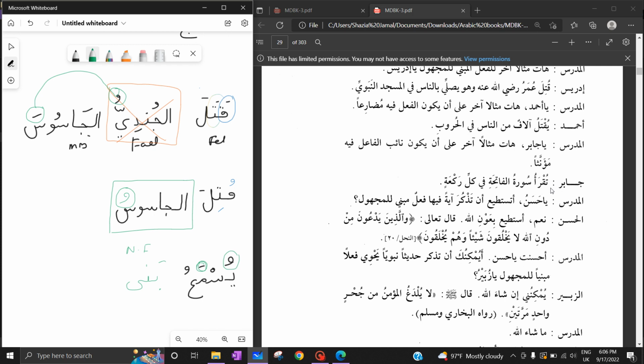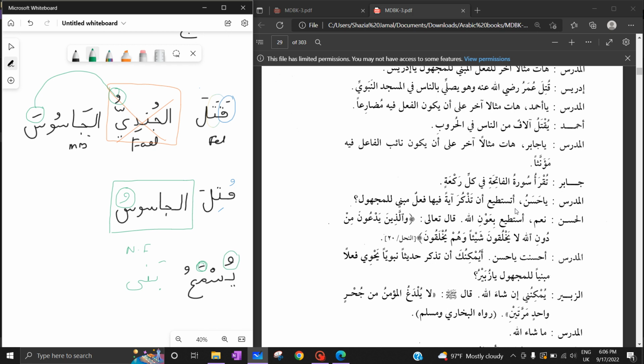تقرأ, this is also from تقرأ, becomes تقرأ in مجهول. سورة الفاتحة is نائب الفاعل, and before in active voice it was maful bihi. Now it took place of the fail, so it becomes a naibul fail with dhamma. تقرأ سورة الفاتحة في كل ركعة. في كل ركعة means in every ركعة.